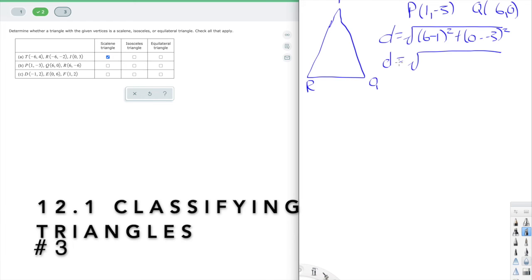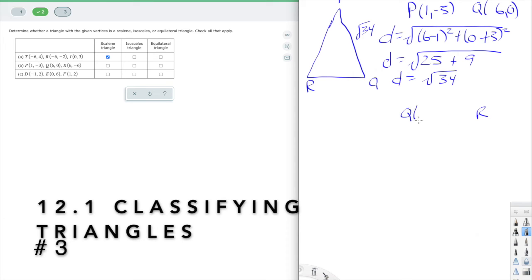So I can go 6 minus 1, that's 5. 5 squared is 25. Plus 0 minus negative 3, that's 3, because it turns into a positive 3. 3 squared is 9. So I would end up with the square root of 34. Square root of 34. Alright, now let's go Q and then R.